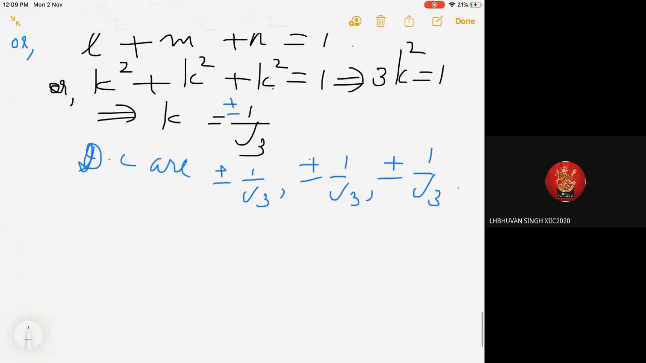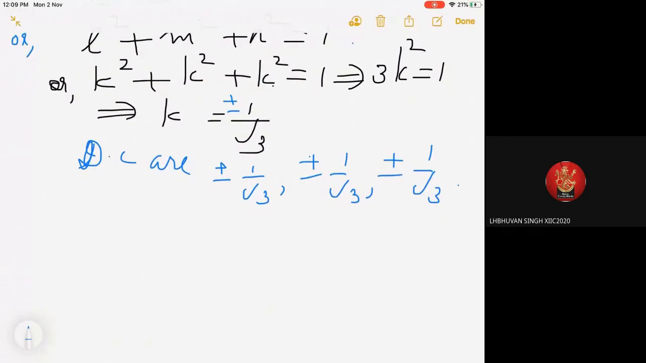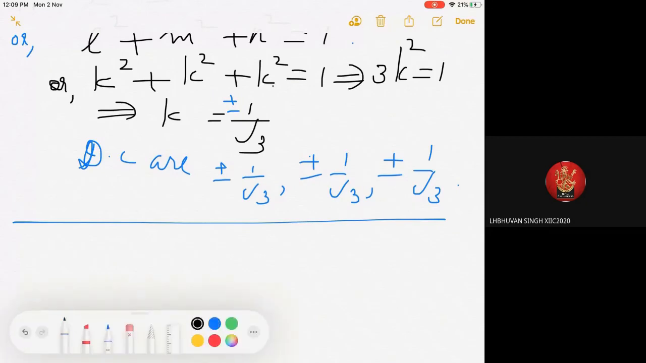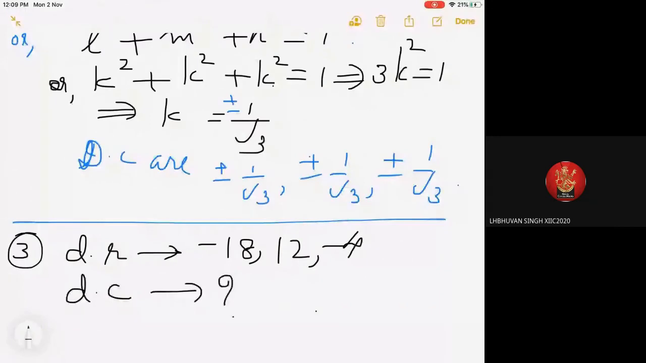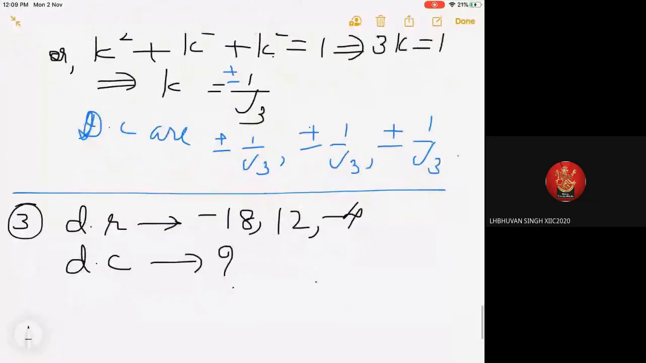One more question. Question number 3. If a line has direction ratios minus 18, 12 and minus 4, what are its direction cosines? That's a question. It's a very direct question. The formula has to be learned by heart.